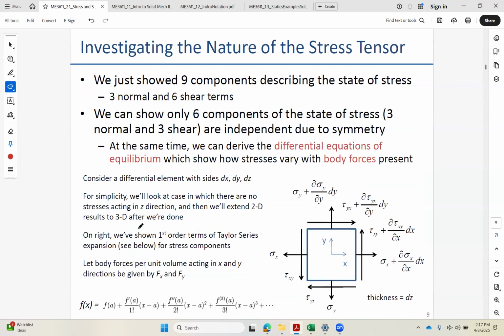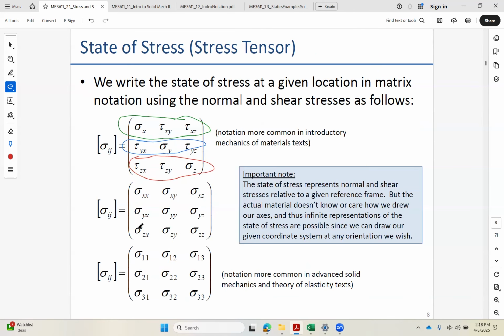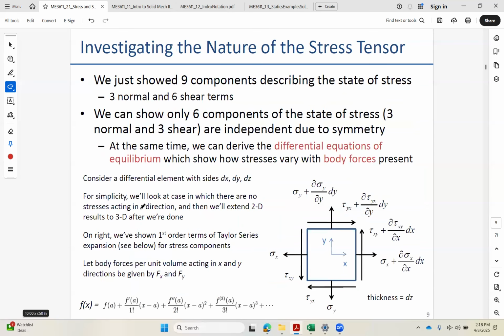And we can show that actually only 6 of those components are going to be independent because of some symmetry. What we're going to find out is that everything across the diagonal, sigma xy and sigma yx are going to be the same, xz and zx, yz and zy are going to end up being the same. So out of these 9, we only need to find 6 of those components to get the whole picture, right?